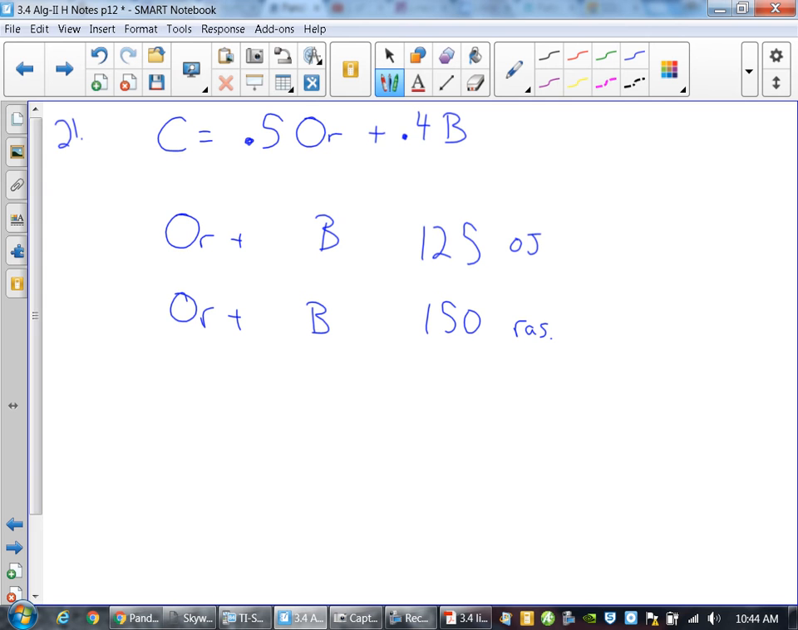Now, here's the quick kicker on this one. You might have heard me mention this before we left yesterday. The mixtures are within quarts. The amounts are given to you in gallons. How many quarts are in a gallon? 4. So I have to multiply both these guys by 4, and I get 500 and 600 respectively.